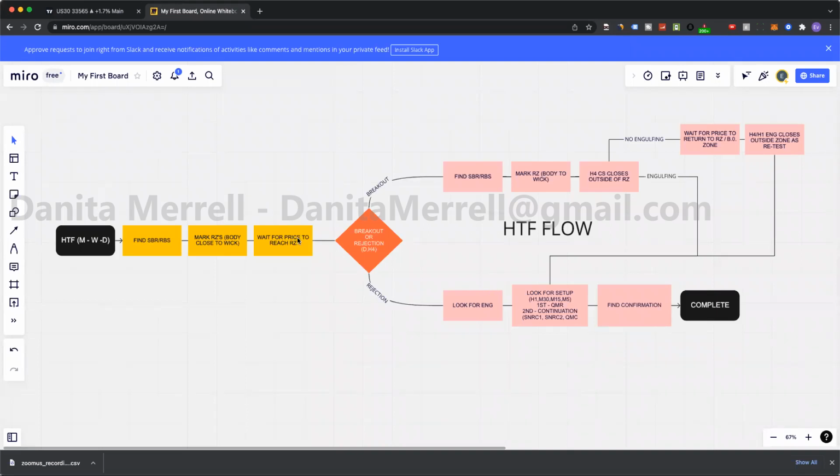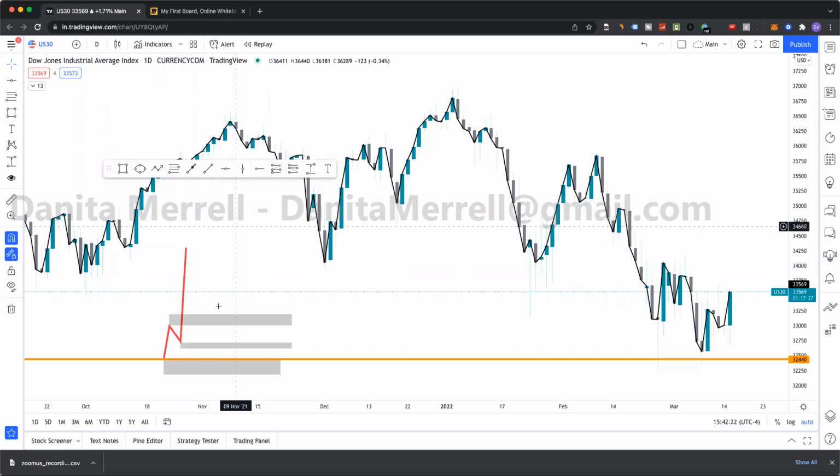Wait for price to reach the rejection zone. After price comes into it, we look at the lower time frame. So if we're using monthly, we need to wait for weekly. If we're using weekly, we need to wait for daily. Using daily, we need to wait for H4. So as price is coming in to these levels, we're paying attention on the H4 time frame. If price decides to come in here, we're looking at H4.